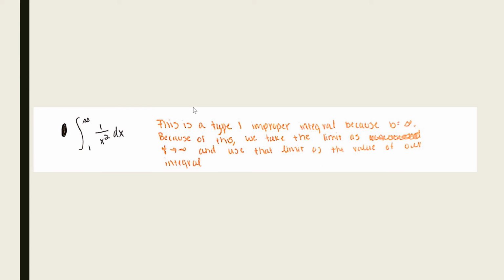The problem we're going to be looking at is the integral from 1 to infinity of 1 over x squared dx. This is a type 1 integral because the b equals infinity. To solve this, we're going to have to take the limit as t approaches infinity of the integral from 1 to t of 1 over x squared dx. The infinity gets turned into the t that's approaching infinity, and the limit. This will make more sense on the next slide.